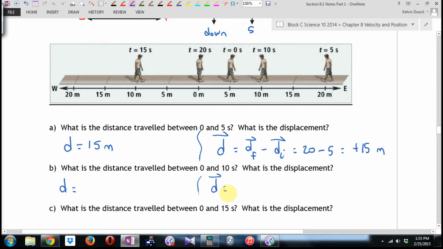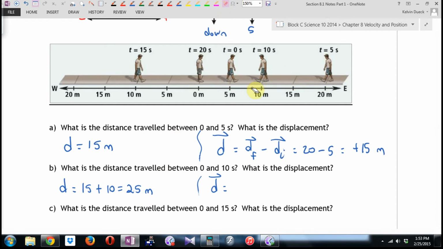Now, you ready? Watch my pen. Here's where I started. Move, move, move, turn around. Move, move, move. What distance did I travel? First of all, I went to the right. How far to the right did I go? And then I went to the left. How far to the left did I go? Distance doesn't care about direction. I walked 25 meters. Distance.